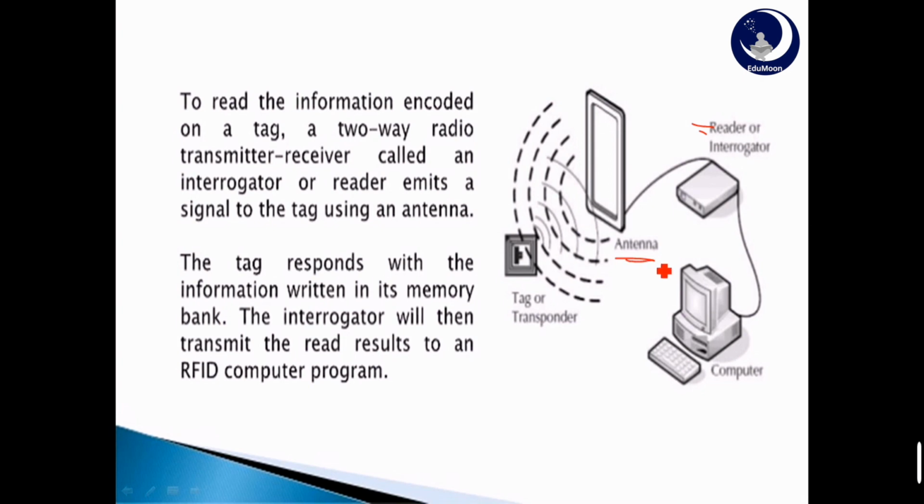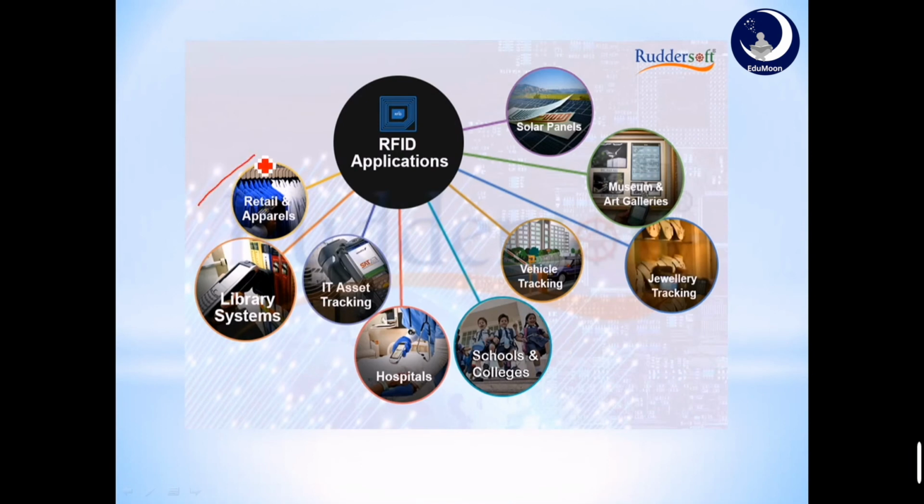It stores and processes the information, whereas the reader, that is the antenna, is used to receive and transmit the signal. The tag responds with the information written in its memory, and that is transmitted through an antenna, and the reader reads that information. This is how the tag works. And RFID has many applications, for example, in retail, library systems, hospitals, schools, colleges. It is a wide range of applications.